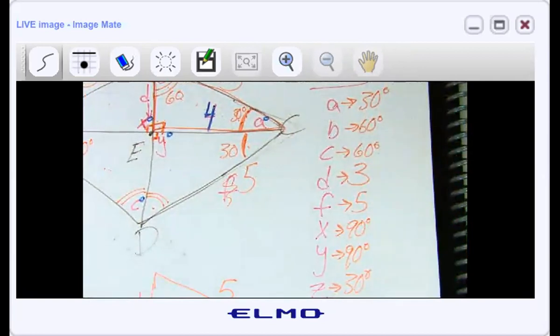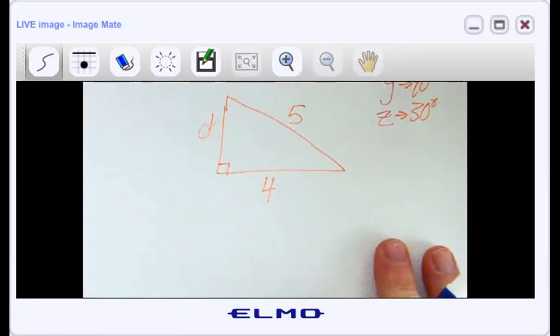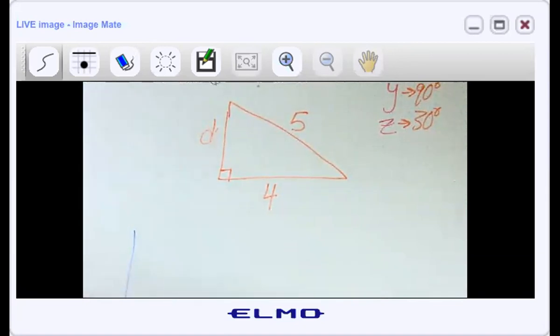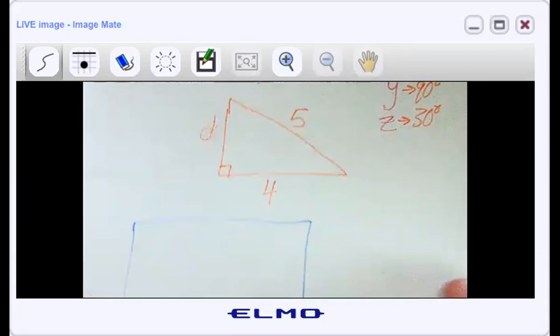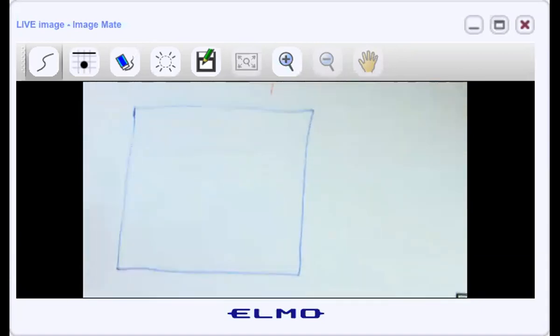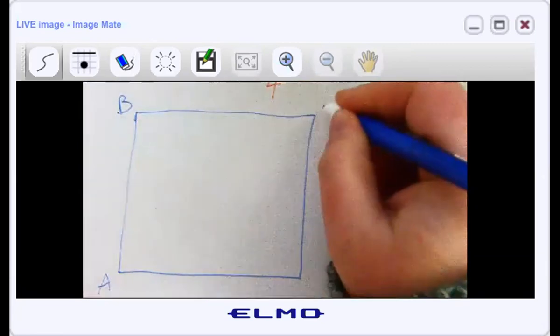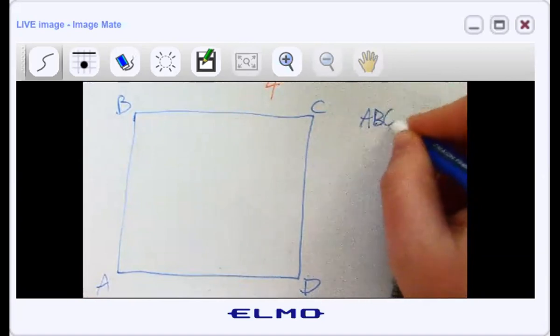All right. How does all of this change if your original shape is a square instead of a rhombus? Remember that a square is a type of rhombus. So let's just think on this for a minute. So here's a square. A, B, C, D. So ABCD is a square.